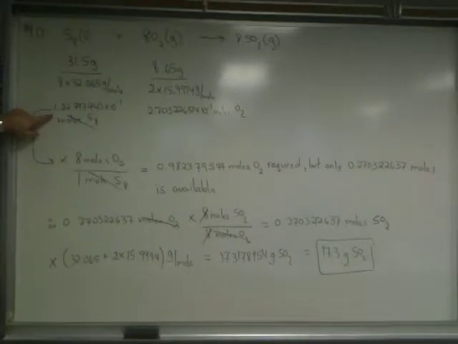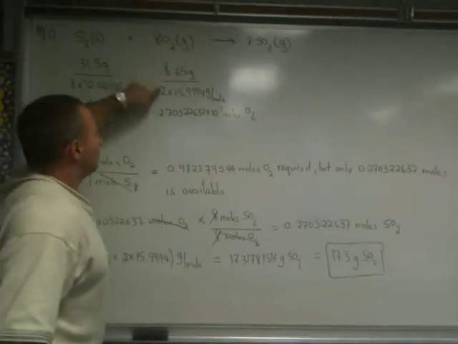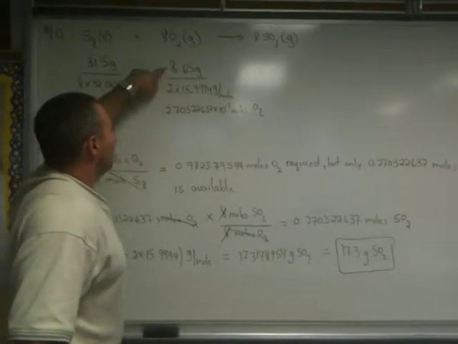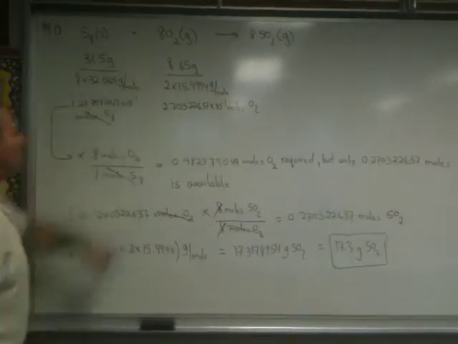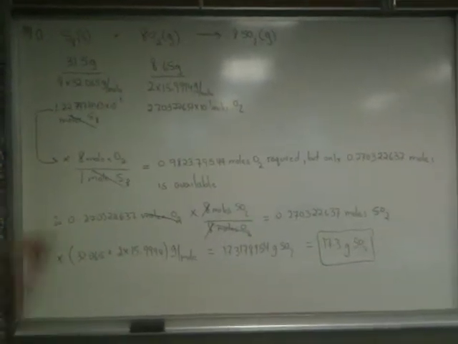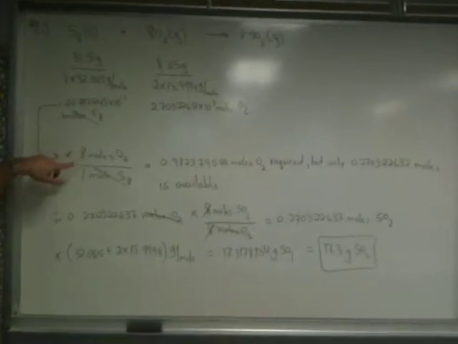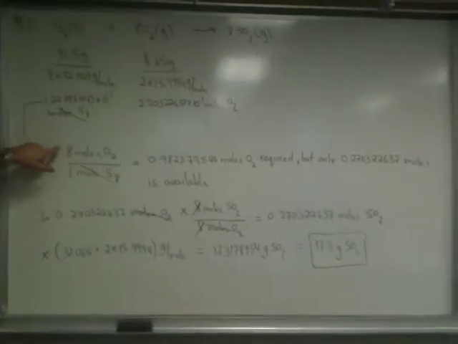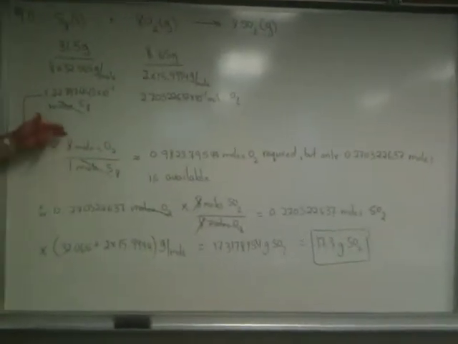So we get that many moles of S8. Oxygen is diatomic, so we multiply by 2, 8 divided by the molar mass. So oxygen gives you that many moles of oxygen. I picked sulfur as the starting point of my calculation, and I included the stoichiometry, which is 8 to 1.